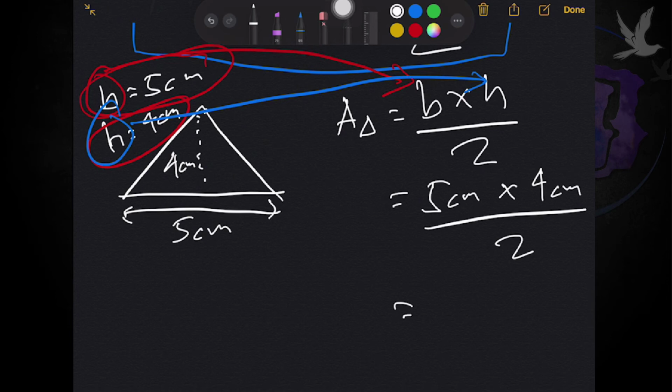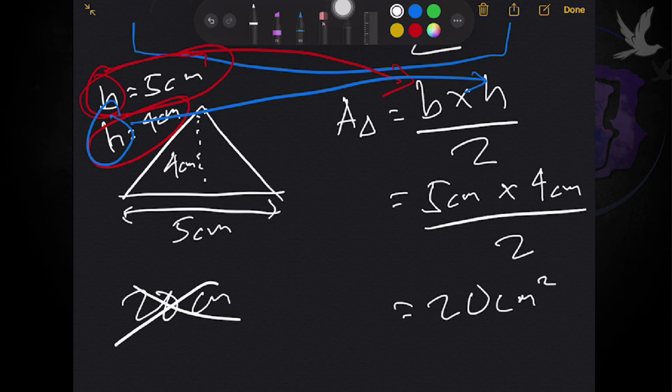Again, we are multiplying not just numbers, but also the units. Okay? So 5 times 4 will give you 20, and centimeter multiplied by centimeter will give you centimeter squared. Please don't forget about that, because if you are not going to write squared, it will not become an area. Okay? Take note. If you write 20 cm only, that's wrong. There should be a squared.